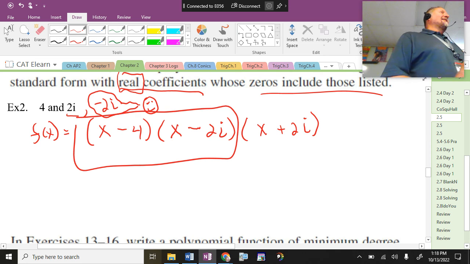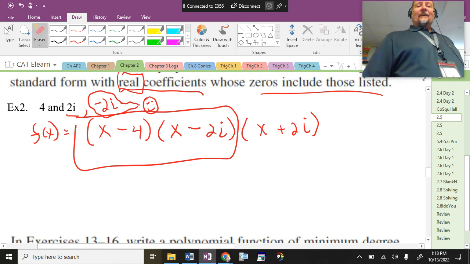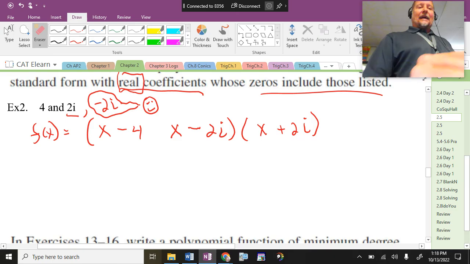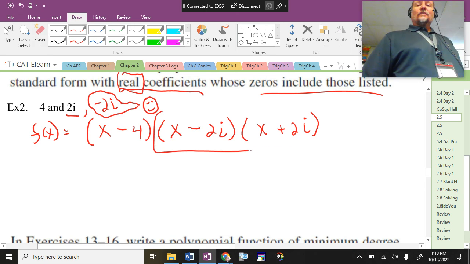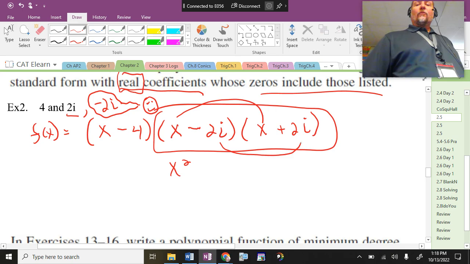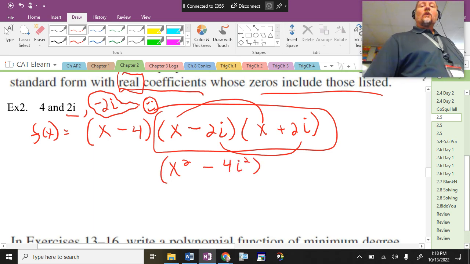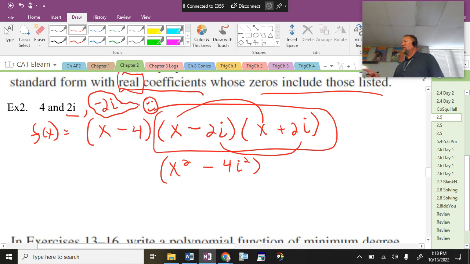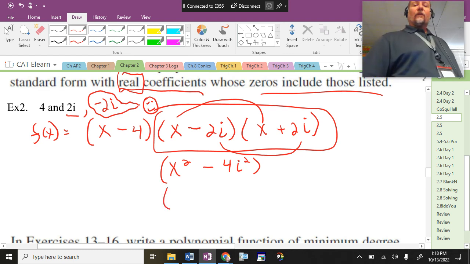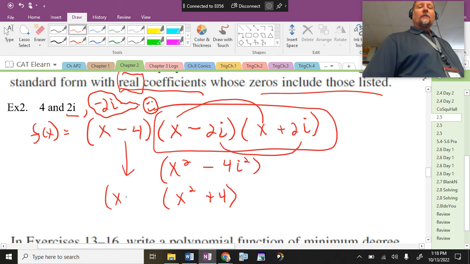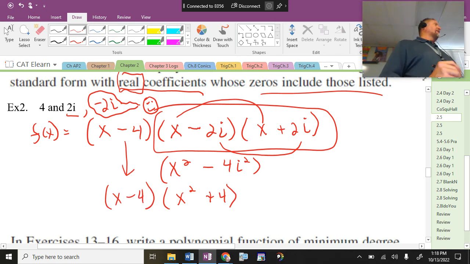You got to take these two and multiply them. Conjugates, x squared. And then I'm ignoring the middle term. What's minus 4i squared become? Everyone, 3, 2, 1, go. Plus 4. Everyone just said 4. That's good. But make sure you're keeping this a polynomial. And then now I can bring down that x minus 4. So actually, you should enjoy foiling with i numbers.